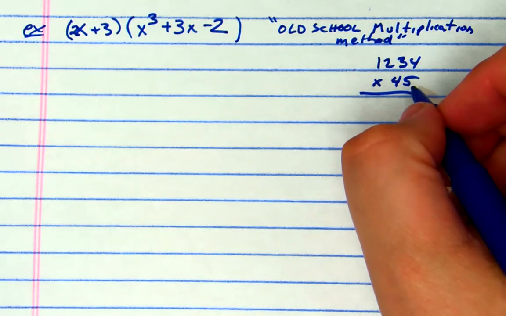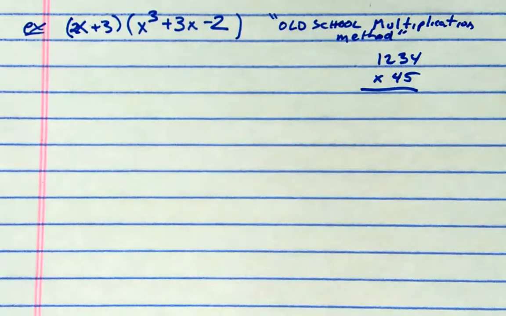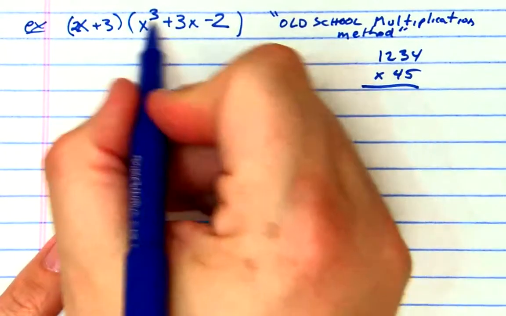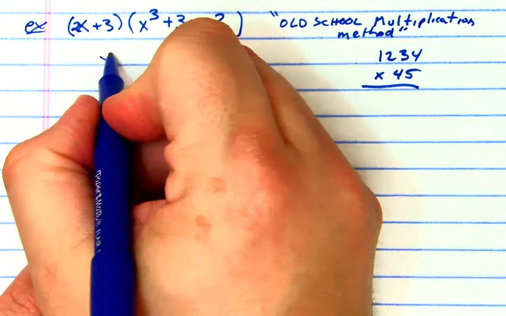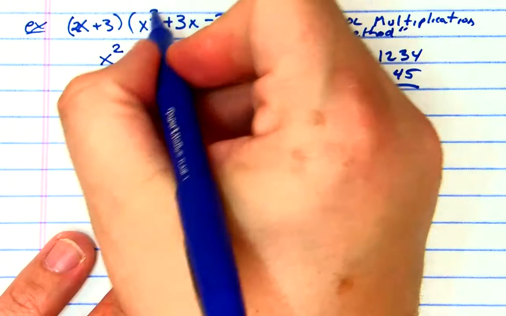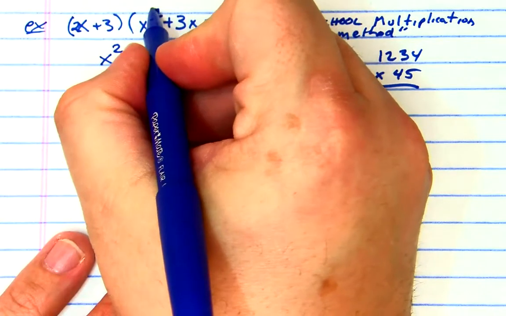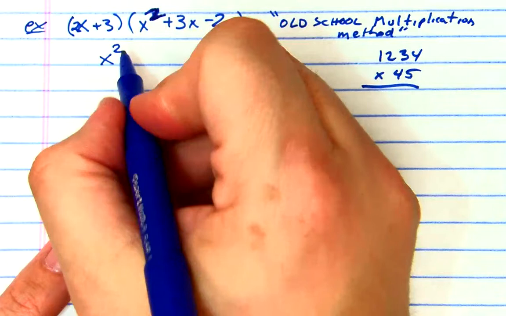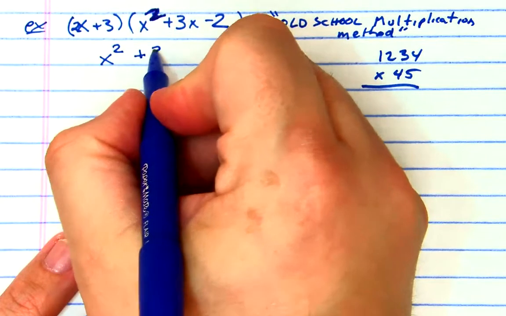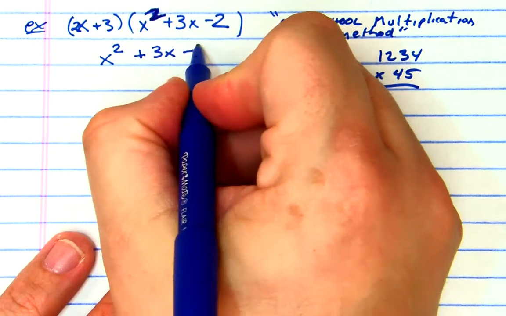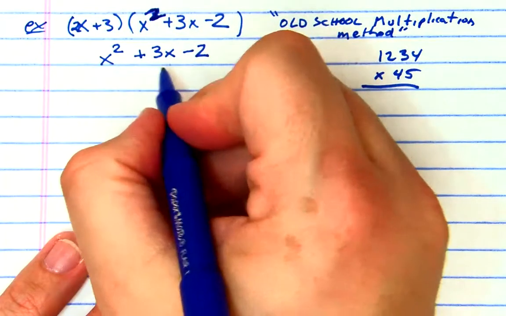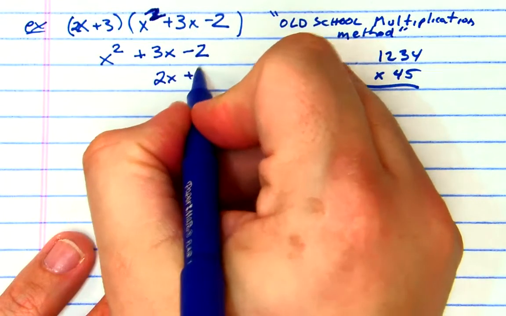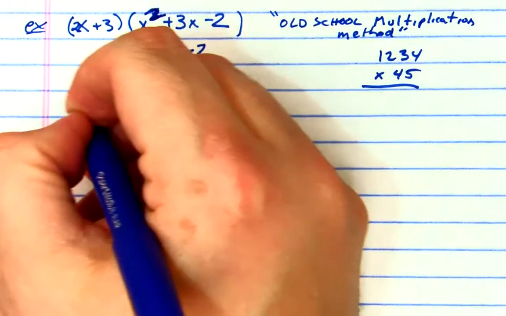Alright, so what we'll do is I always take the biggest polynomial, the one with the most terms, and I put that up top. That's an x squared, by the way. Again, absent-minded, and I can't copy worth anything, which is good. That means I have to do all my own work. x squared plus 3x minus 2, and then I'll put the 2x plus 3 underneath it.